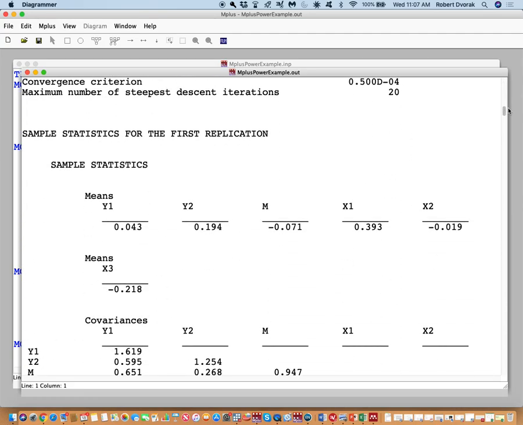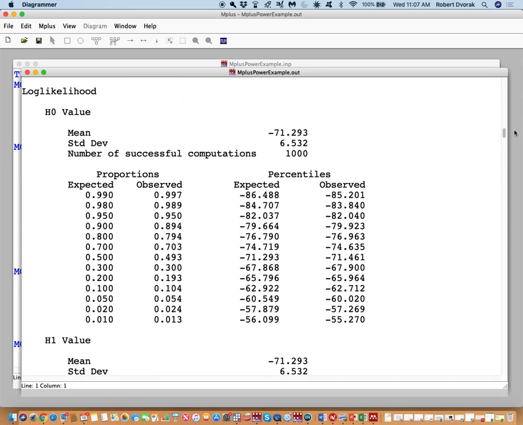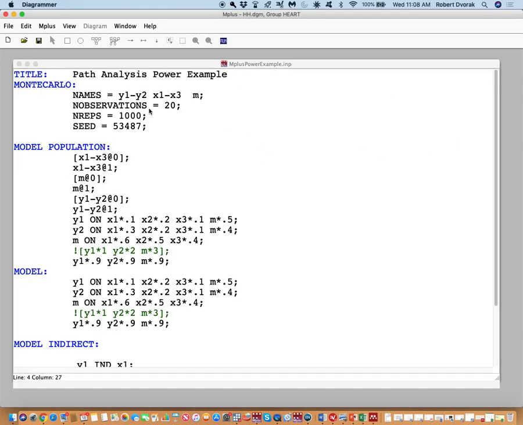So if we run 20, the first thing that we get is all of the basic fit statistics that you get with a normal SEM model, right? And so it gives you the expected and observed proportions and percentiles of, why does it say 1,000? I thought I changed that. Oh, I changed it to 20 people. That's why mine was different.